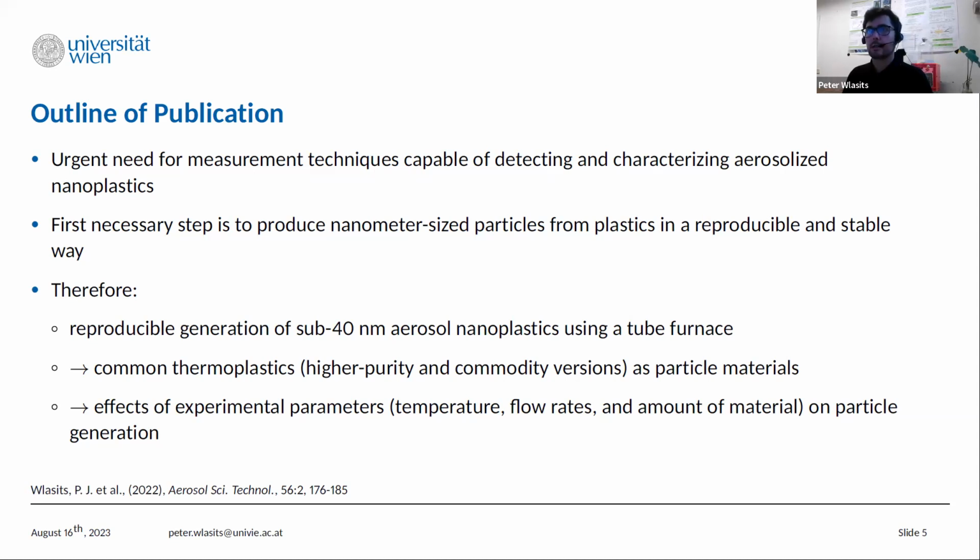So as a result, we tried to experiment with the reproducible generation of sub 40 nanometer aerosol nanoplastics using a common tube furnace, which is a quite common particle generator in our lab. We used common thermoplastics as particle materials. I'm going to speak about this in more detail in a bit, but there were higher purity versions and commodity versions. And one of the main aims of that study was to investigate the effects of the external experimental parameters like the setpoint temperature of the tube furnace, the flow rates, and the amount of material on that particle generation.